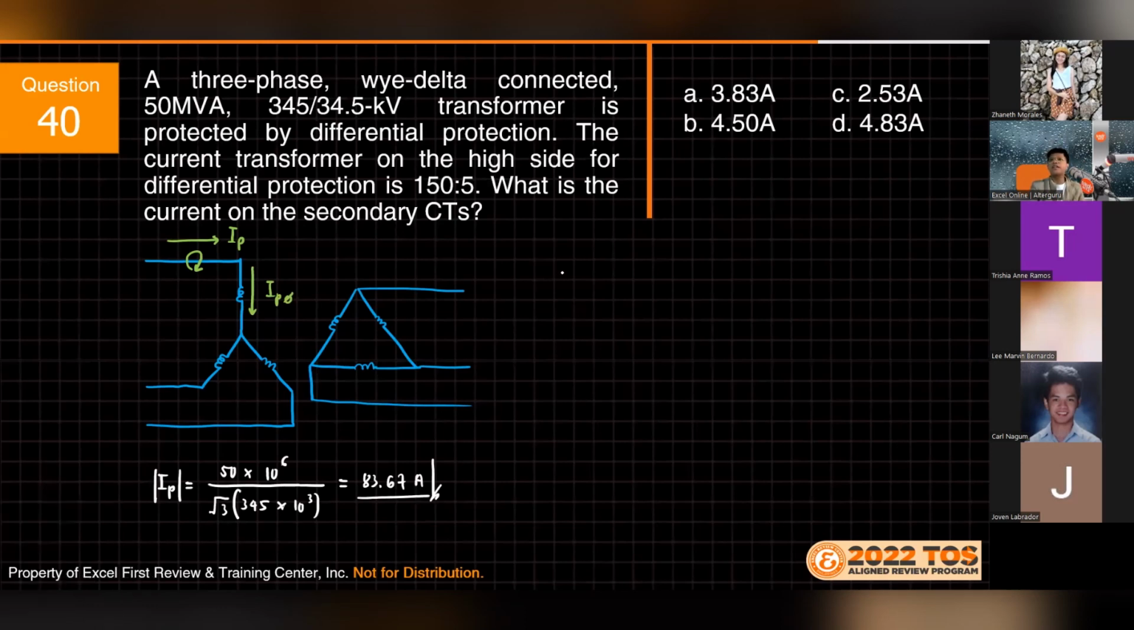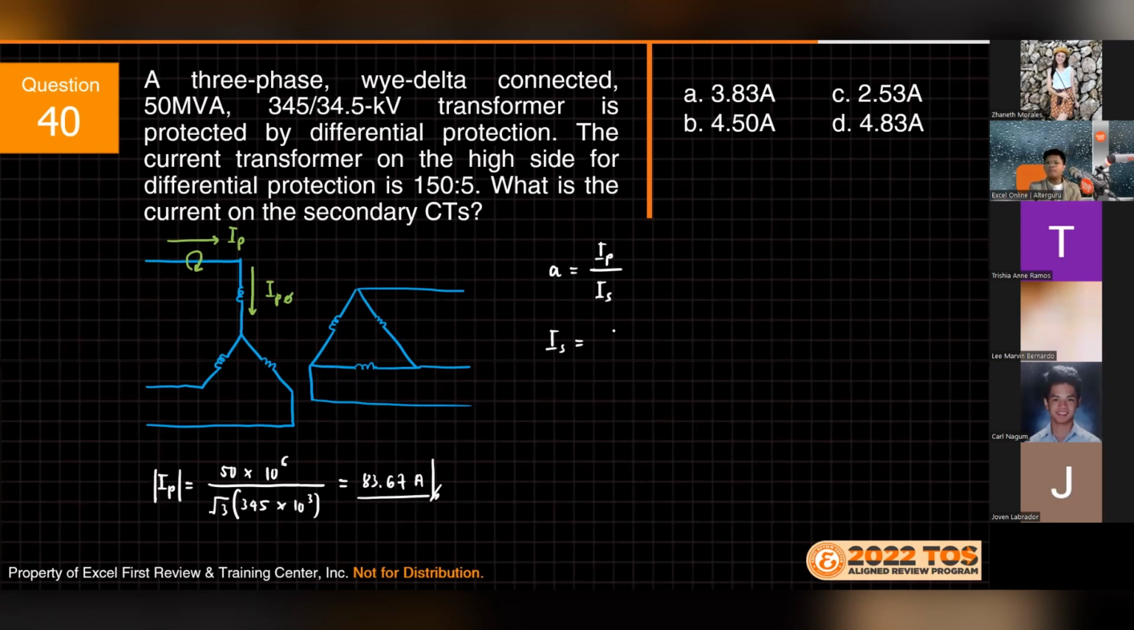For the secondary itself, ito yung setup niya. Ang A natin is IP over IS. Ano to ha? This is for current transformer lang. Okay? Hindi siya yung pang transformer talaga na ginagamit sa operation.